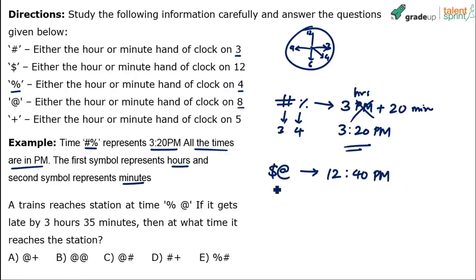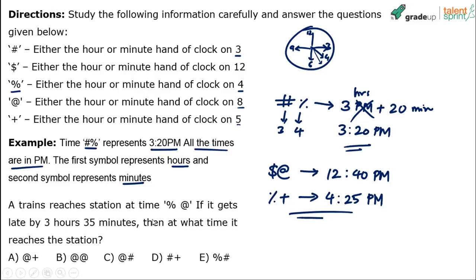Similarly, let's say the time is percentage plus. What does it mean? Percentage is what? The hour hand is on 4, so this is again 4, right? Plus means the minutes hand is on 5. Now 5 meaning what? 5 is equal to 25 minutes. So 4:25 p.m. This is how you measure the time. Now that you've understood this, answering the questions will become very easy.